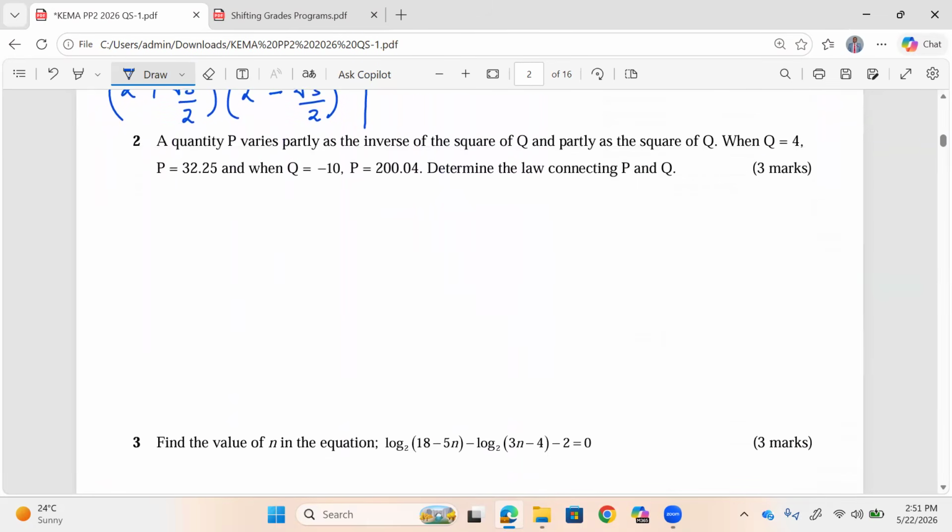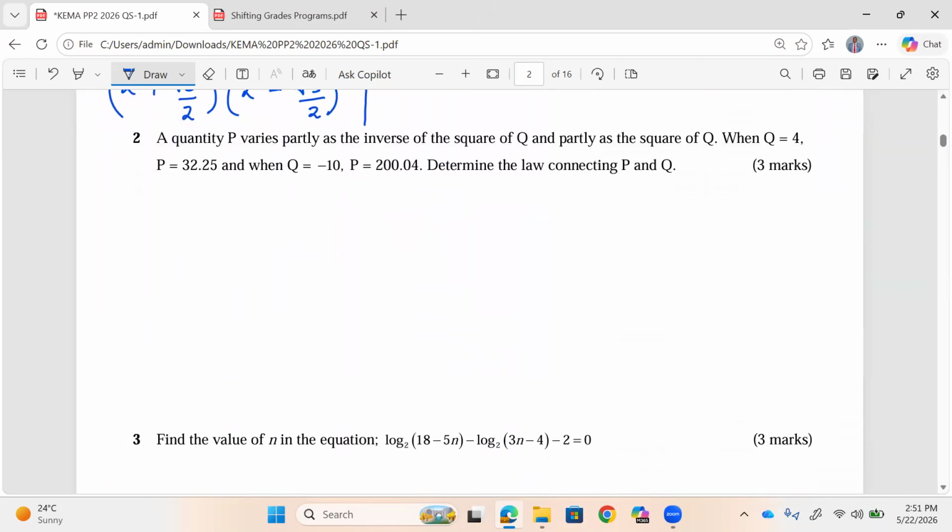Number 2, we are told that a quantity P varies partly as the inverse of the square of Q and partly as the square of Q. When Q is 4, P equals 32.25, and when Q is negative 10, P is 200.04. Determine the law connecting P and Q. This is partial variation. And with partial variation, we need first to write a statement so that we can interpret the first information here.